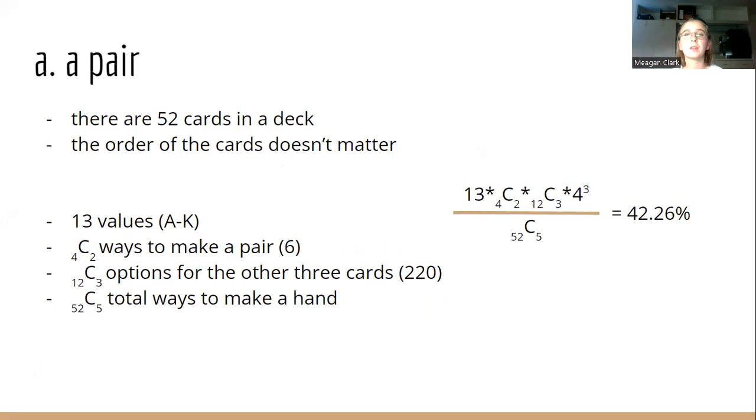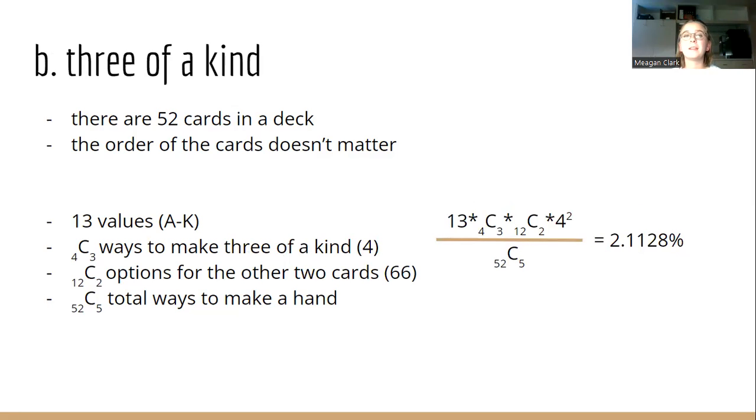And then for a pair, some important notes are that there are 52 cards in the deck and that the order of the cards doesn't matter. There are 13 different values for the cards from A to K. And then for the equation, 4C2 is how many ways there are to make a pair. 12C3 is how many options there are for the other 3 cards that are not included in the pair. And then the 52C5 is the total ways to make a hand. So with the equation on the right side of the screen, you get a probability of 42.26% chance of getting a pair in a hand of cards.